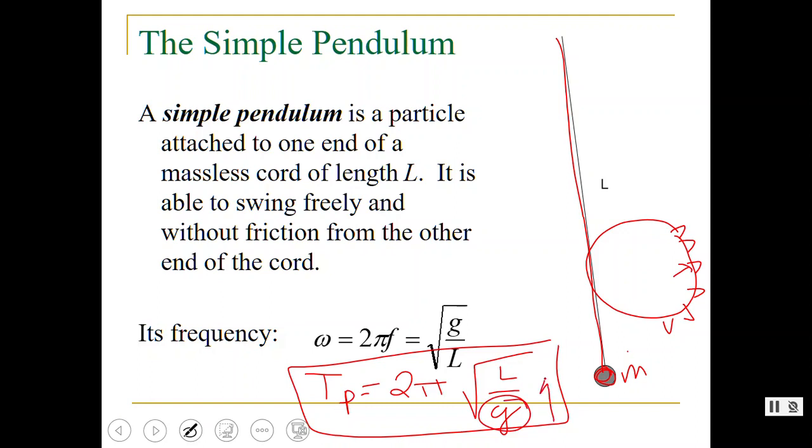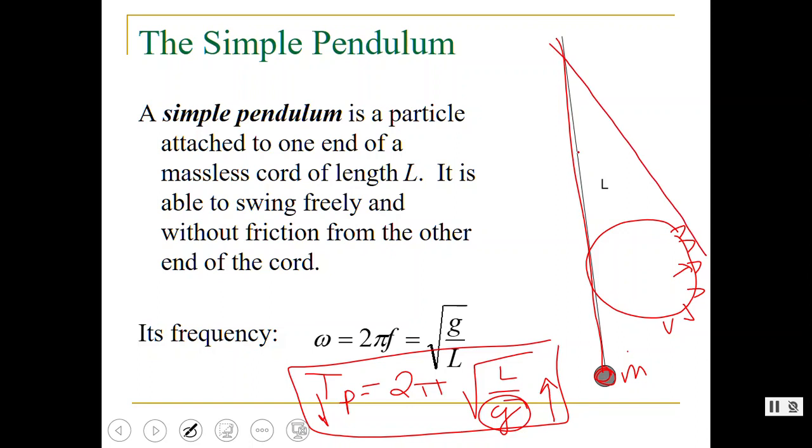So if you're in a bigger gravitational field, it's going to oscillate at a faster rate, so you're going to have a smaller period. If you were to take a pendulum to the moon, which has 1/6 the gravitational force, it's going to go square root of 6 times slower. So you can end up relating period for your pendulum and your spring. And once again, this is independent of amplitude.